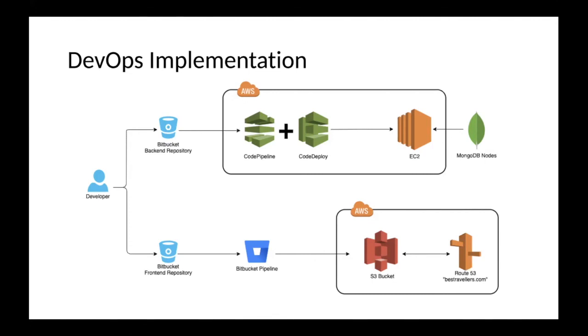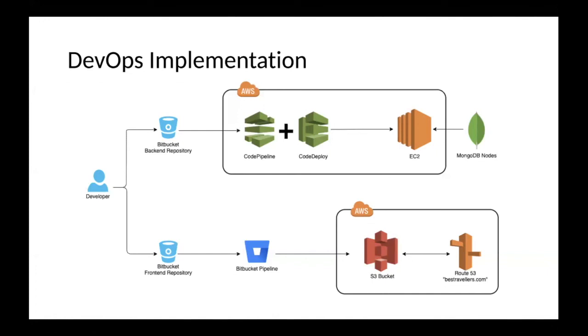A commit or update in the repo will trigger the Bitbucket pipeline to start testing, building, and uploading the generated files to the S3 bucket. Once the index file is ready, the S3 bucket will host it as a static website, and Route 53 will map besttravellers.com, this domain name, to the S3's public DNS.